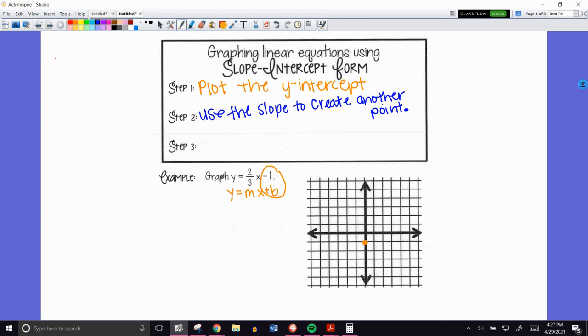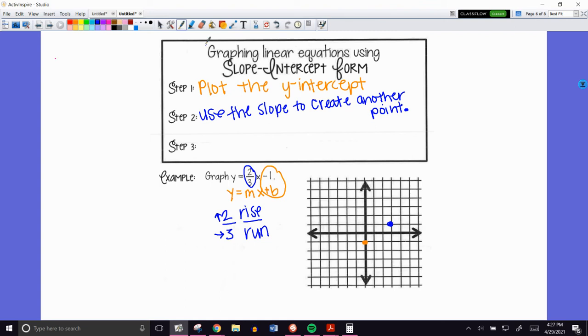So in our equation, our slope is 2 over 3. And remember that slope is rise over run. So I'm going to rise 2, and it's a positive 2, so I'm going to go up. And I'm going to run 3, and it's a positive 3, so I'm going to go to the right. So 1, 2, 1, 2, 3. There is my new point.